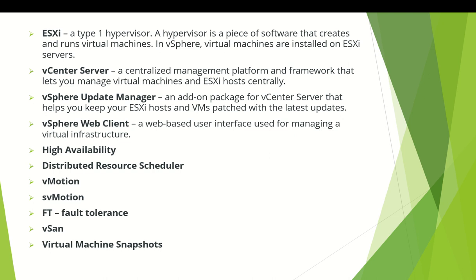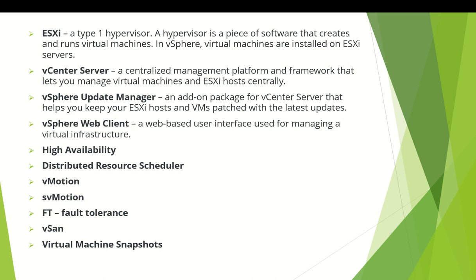Distributed Resource Scheduler will take care of migrating, or vMotioning, the virtual machines whenever an ESXi box is running on high memory utilization or high CPU. It will check the resource availability on the other ESXi boxes, and it will take care of migrating the virtual machines to other ESXi boxes without any outage or without any impact. So using vMotion, DRS will do that.